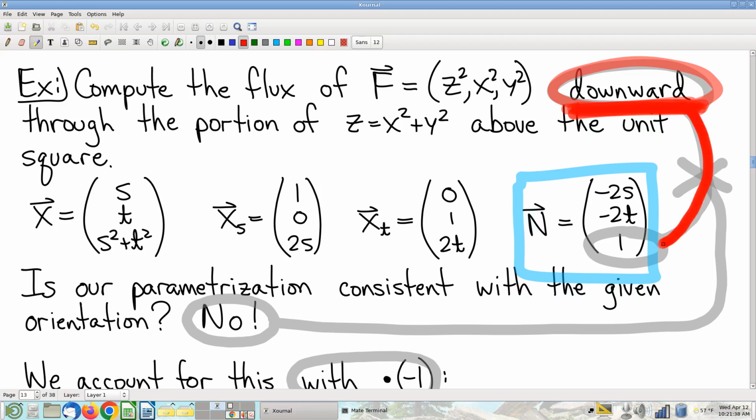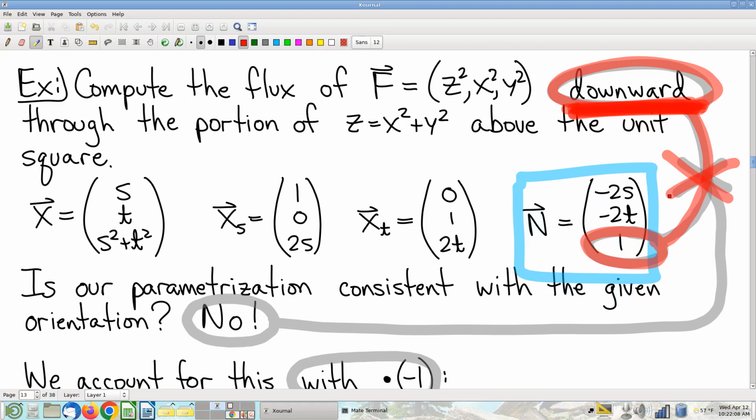Have I gotten a downward normal? No, my z component's positive. This is upward-ish, you might say. So I parameterized backwards. I parameterized up when I should have parameterized down. I got it wrong. Does everybody see the problem here? These are different. These are negatives of each other, and so I'm off.